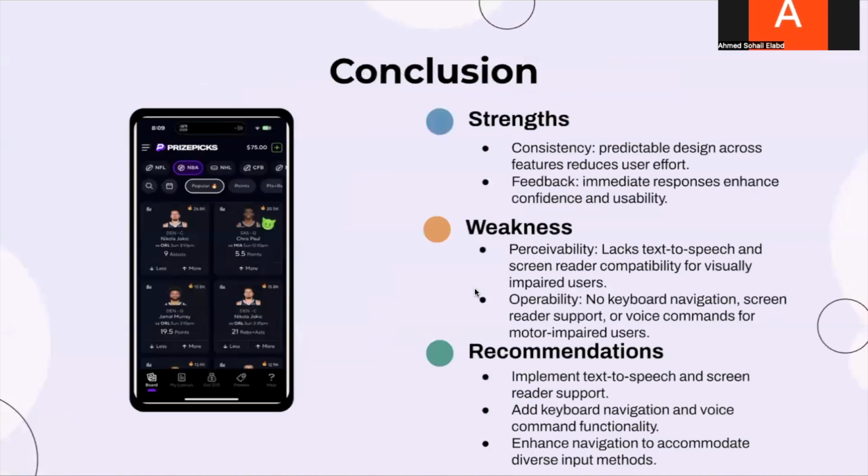It is evident that PrizePicks successfully excels in its usability principles, seen with consistency by maintaining a predictable and user-friendly interface, and its feedback mechanisms by providing clear and immediate responses to user actions, which enhances the overall user experience and makes the app much more usable. However, the app falls short in adhering to the perceivable and operable accessibility principles. While the app includes basic high contrast visuals and legible typography features, it lacks other critical features like text-to-speech and screen reader compatibility. Thank you so much.